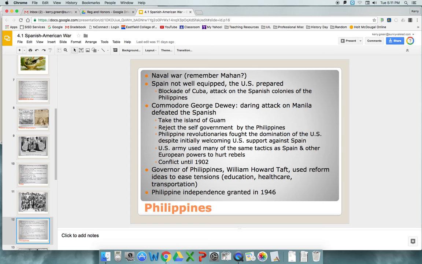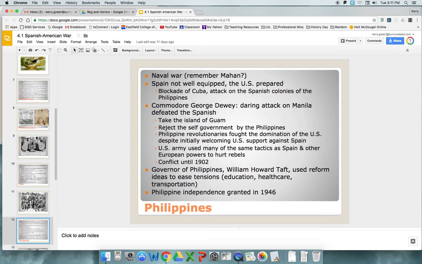What will happen is that we reject the government, self-government by the Philippines. The Philippines had had their own revolution, had been a little less noticed than the Cuban Revolution, but very similar in kind of them trying to demand independence. And the U.S. shows up, and at first the Philippine revolutionaries are really excited. They're like, yes, Americans, they're going to do for us what they're doing for Cuba. Except the United States has zero interest in that.